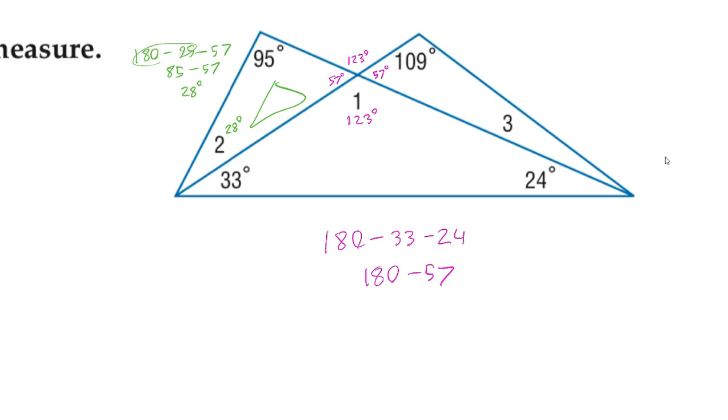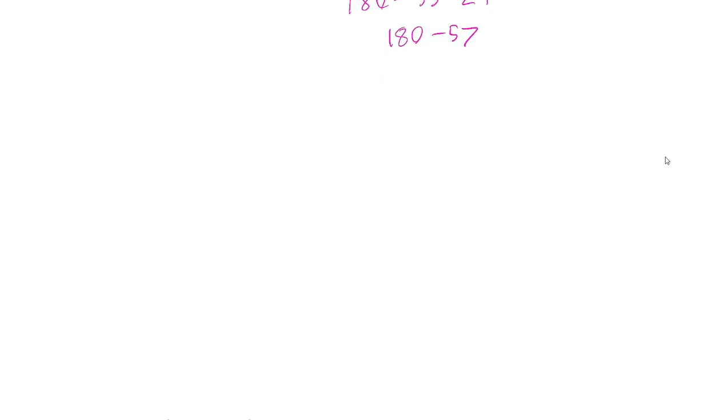Okay, let's do this one over here: 180 minus 109 minus 57. Subtracting these, we get 71 minus 57. That's 14, I think. Yeah, 14. Okay, so we got those last degrees here, 14 degrees, and this was 28 degrees. Then you just fill in whichever ones you got.